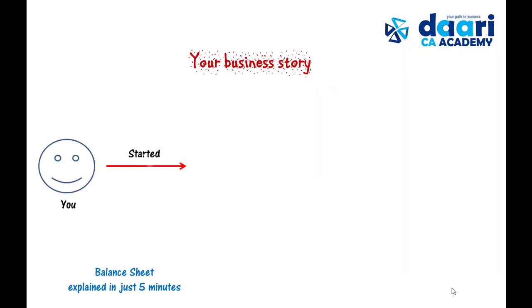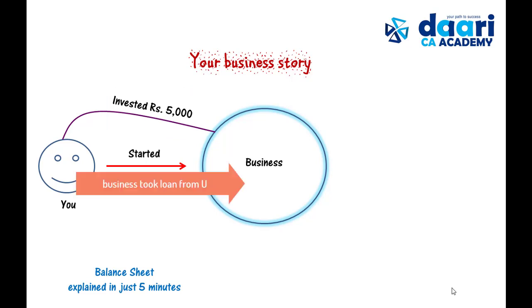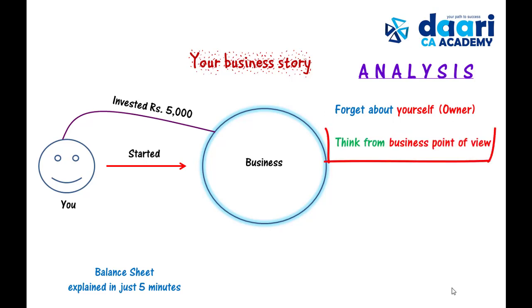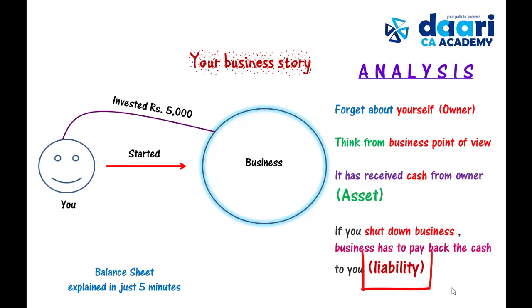So now you have started a business by investing 5,000. So here business has taken a loan from you. So number one point, forget about yourself, forget about the owner, think from the business point of view, and business has received cash from the owner. For that business, this cash is an asset. If you shut down the business, the business has to pay back to the owner.